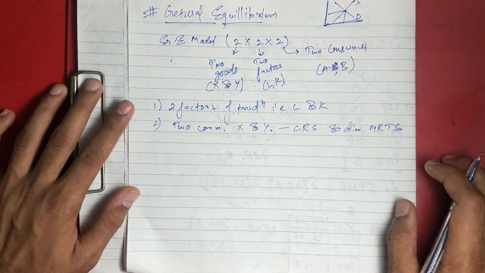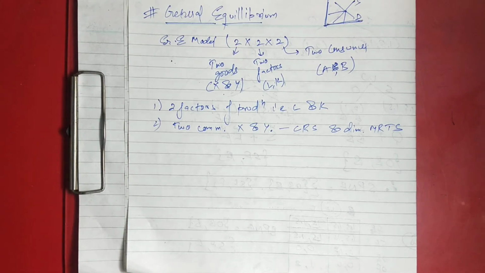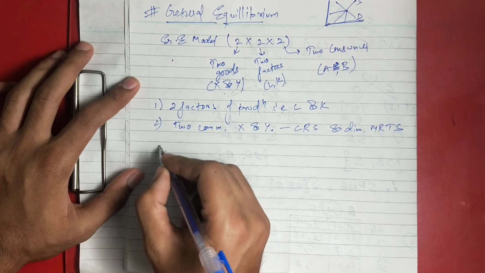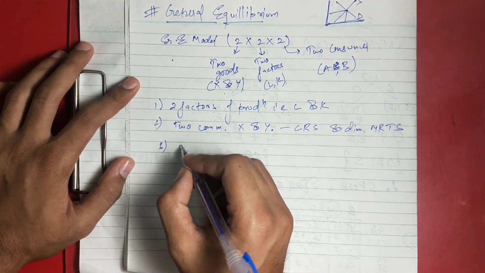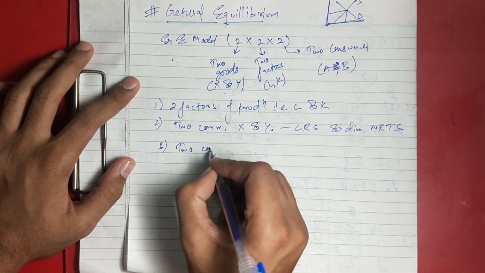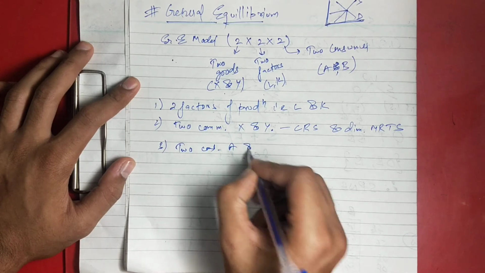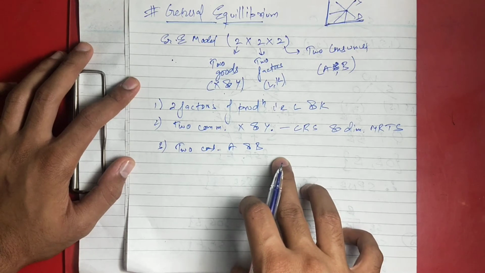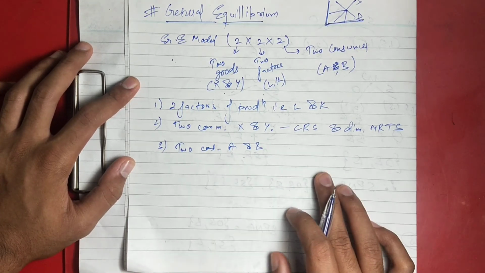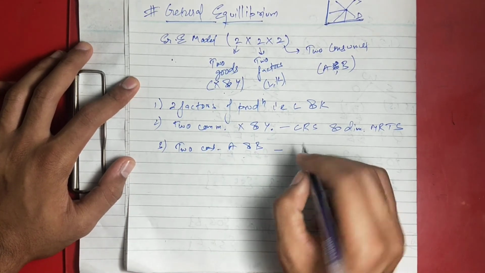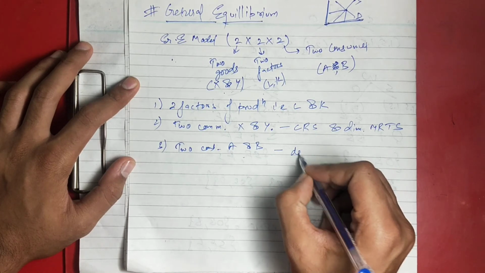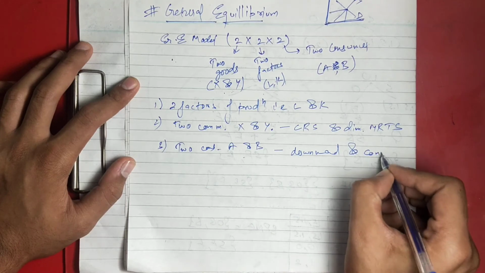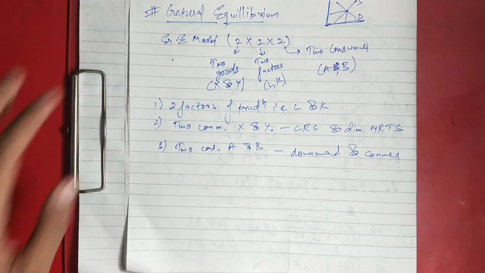Okay guys, so let's move on. The third assumption is that, obviously, it will be about the consumer now. There are two consumers, A and B, and their preferences are shown by IC, which is downward sloping and convex to the origin. Downward and convex. Okay, so this is our third assumption.